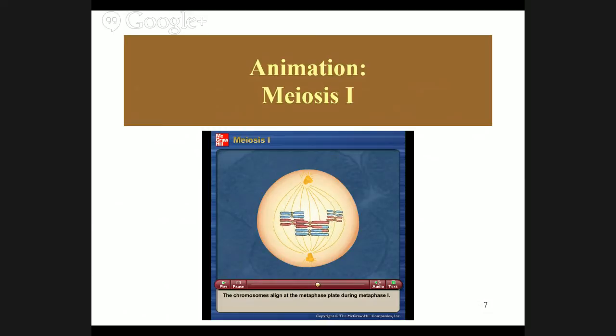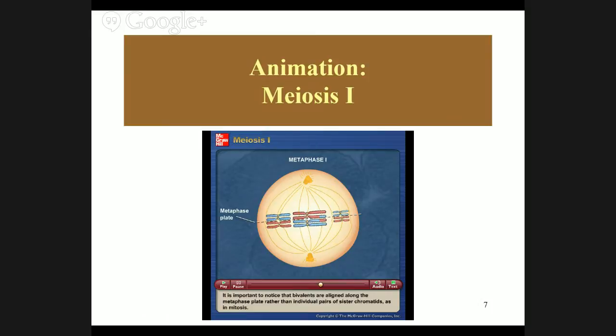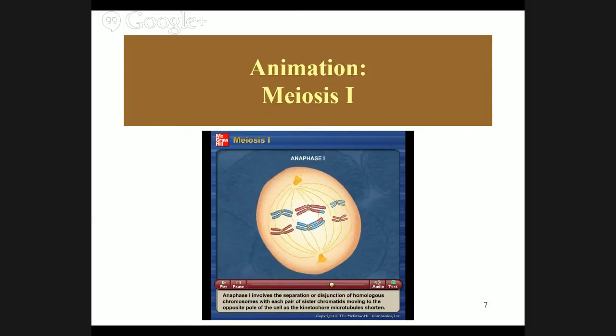The chromosomes align at the metaphase plate during metaphase 1. It is important to notice that bivalents are aligned along the metaphase plate rather than individual pairs of sister chromatids, as in mitosis. Anaphase 1 involves the separation or disjunction of homologous chromosomes, with each pair of sister chromatids moving to the opposite pole of the cell as the kinetochore microtubules shorten.